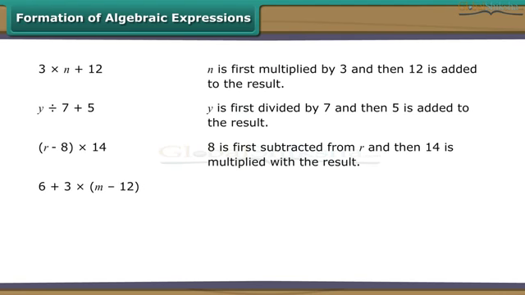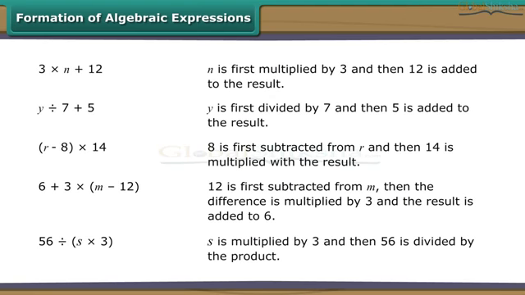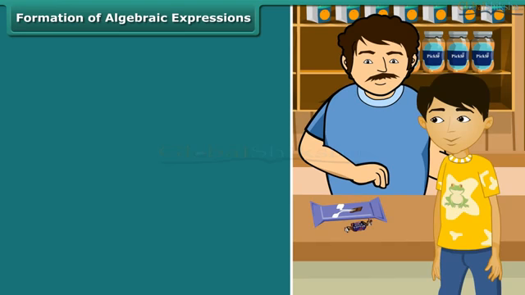6 plus 3 into (m minus 12). 12 is first subtracted from m, then the difference is multiplied by 3 and the result is added to 6. 56 divided by (s into 3). S is multiplied by 3 and then 56 is divided by the product. Let us now express some real-life situations with the help of algebraic expressions.